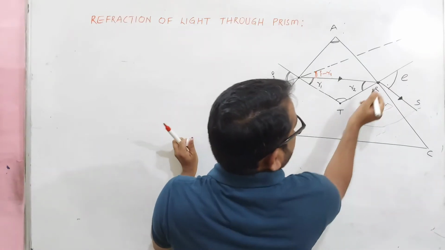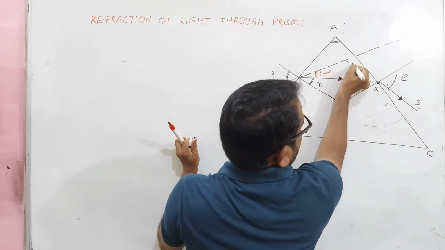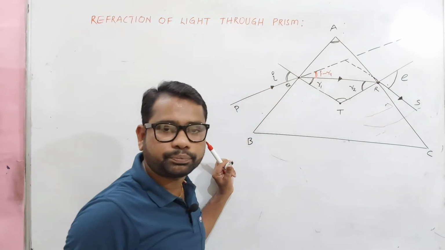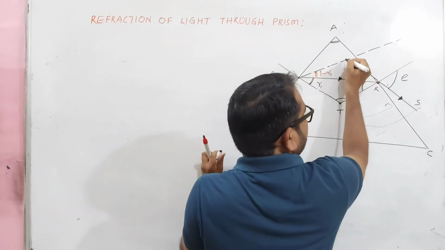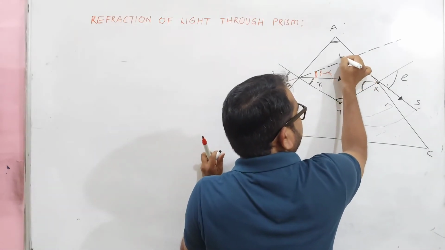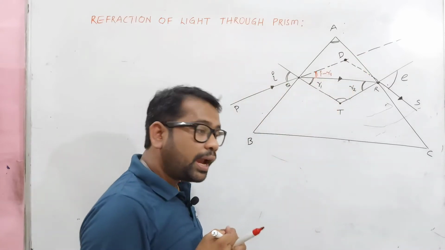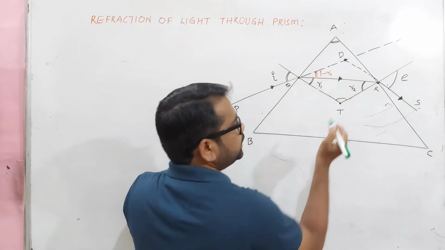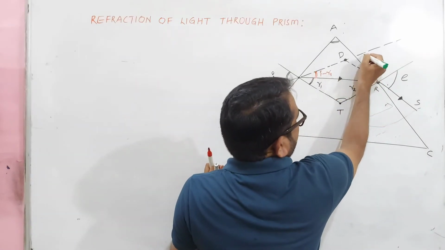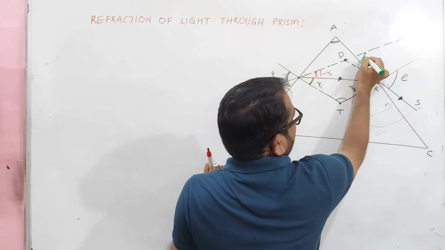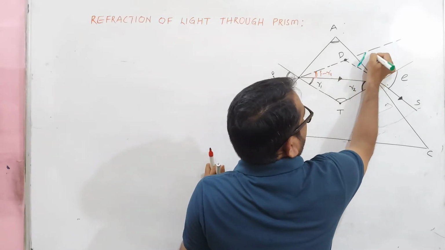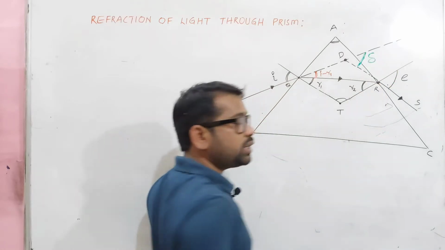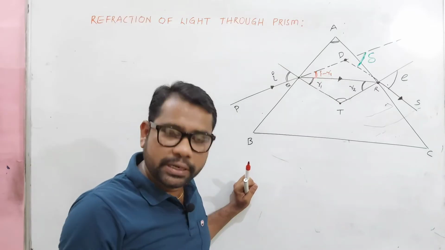Let us try to extend this backward. Children, here, see, the emergent ray we are extending backward. Try to understand. The emergent ray we are extending backward, so that they will meet at this point D. And children, when the emergent ray is extended backward, what is happening? It is making some angle. This angle we can call the angle of deviation. It's very important: what is the angle of deviation and on which factors does it depend? We will be discussing afterwards.